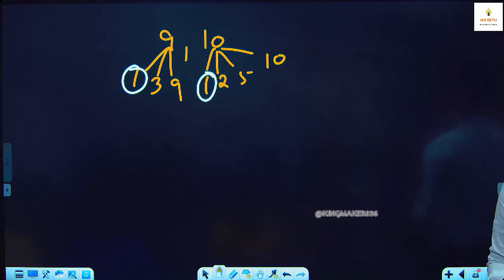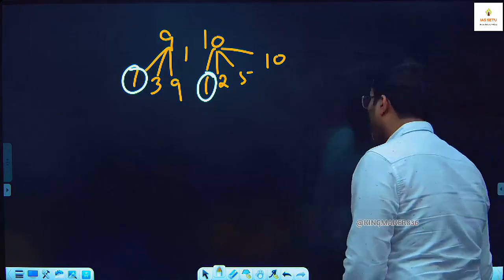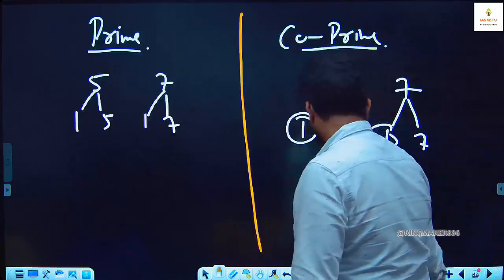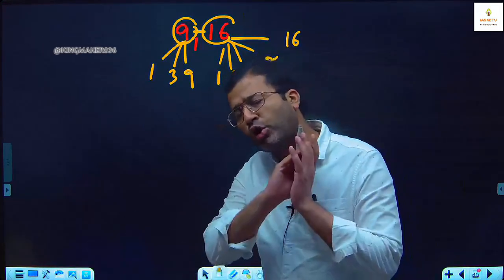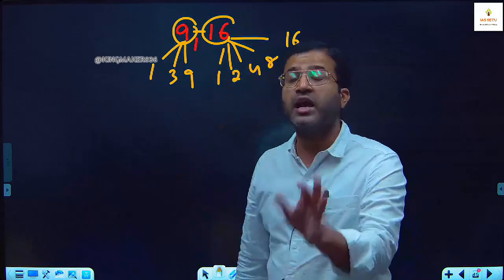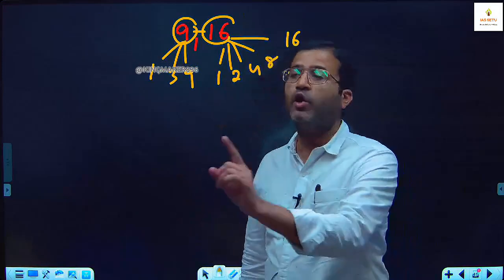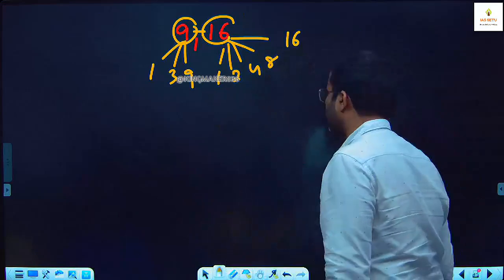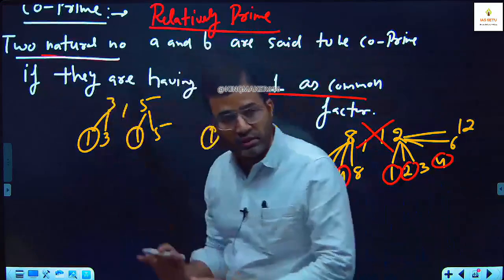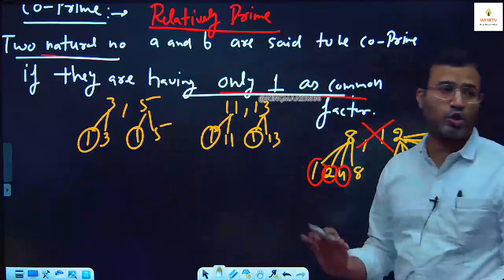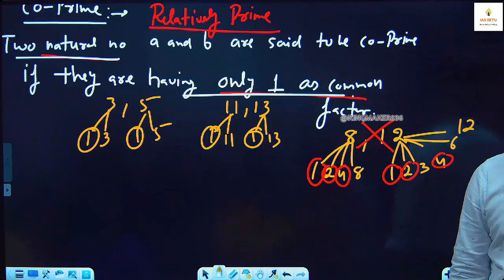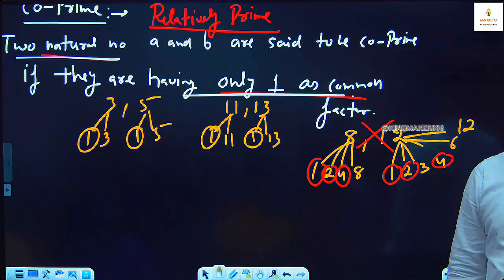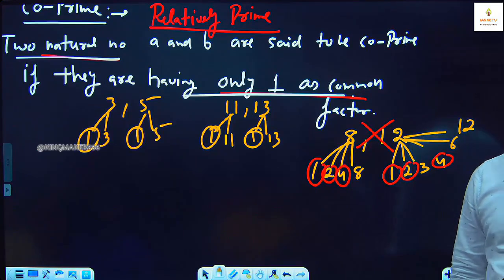That is the concept. So what is the definition of co-prime? You have to understand. Don't make a perception that only prime numbers are co-prime. Any numbers can be co-prime to each other. What is the condition? Two natural numbers and only one as a common factor. The common factor should be only one, because one will always be there. If there is any factor other than one, then they will not be co-prime.